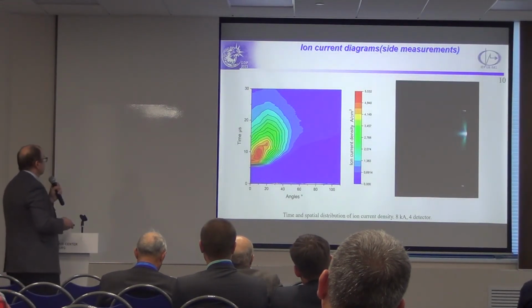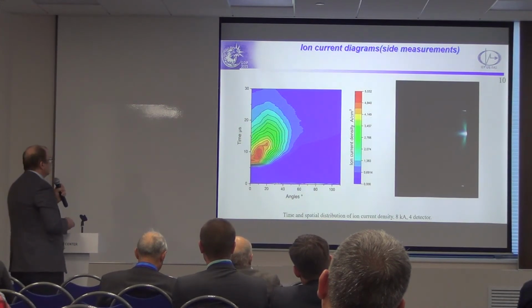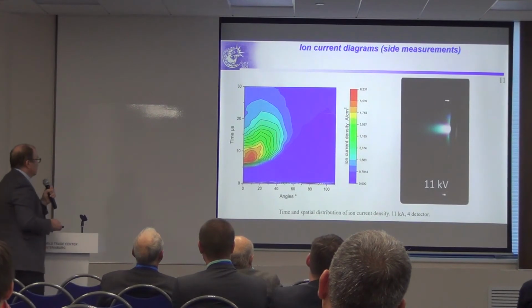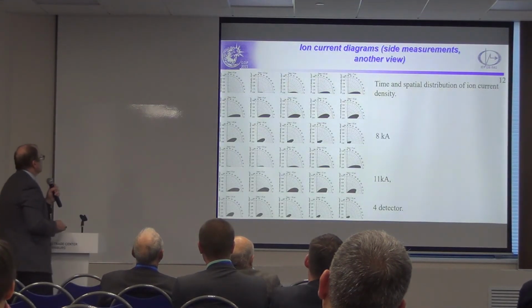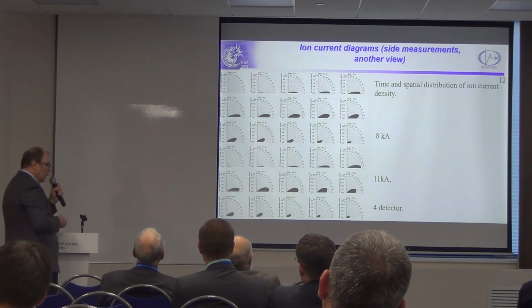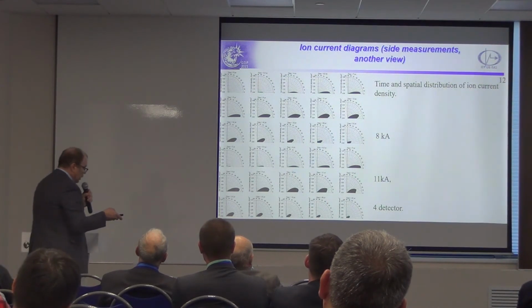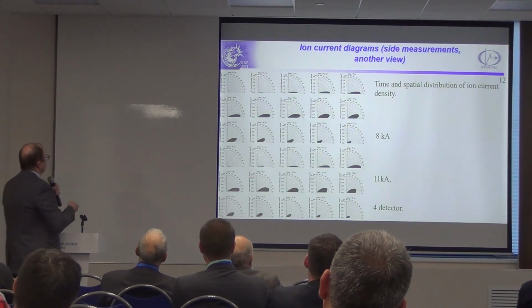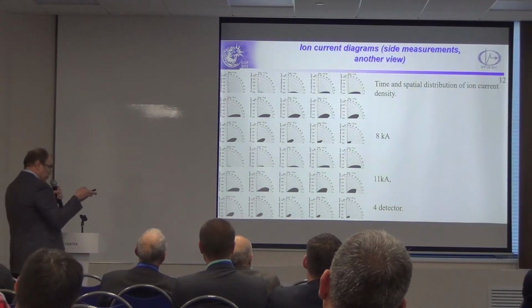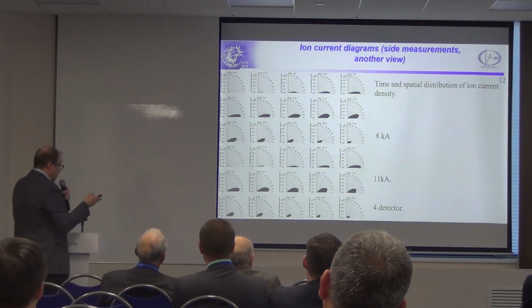These are two slides which show the diagrams for 8 kiloamperes and 11 kiloamperes. This is the alternative view, which shows that in the case of the 4th detector, which is directed to 90 degrees, the spreading of plasma is more directed to the source, or the direction axis of the source.